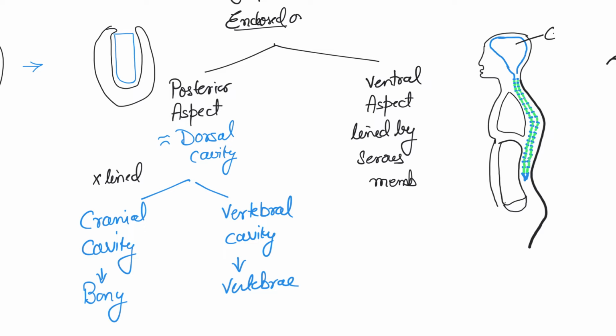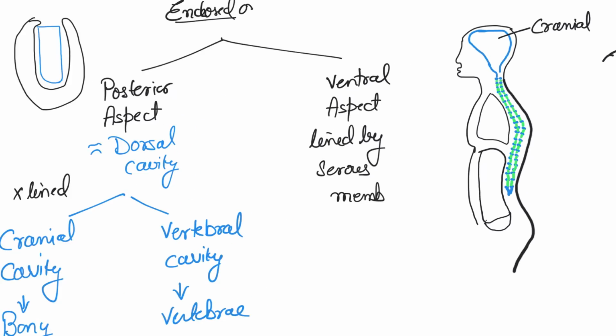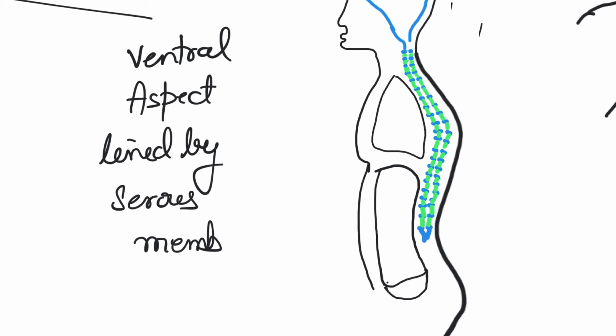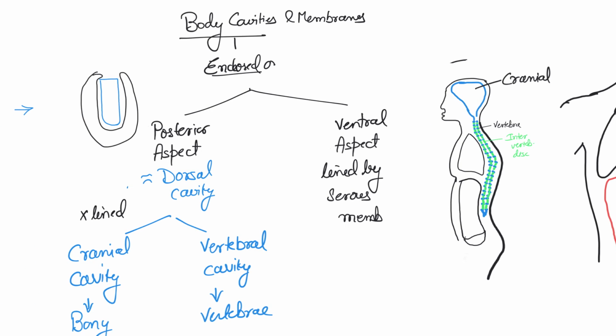So this is the cranial cavity, and if you zoom into this picture, these blue things are your vertebrae. And if you remember your younger classes, you'd remember that these things in between the vertebrae are the cartilaginous intervertebral discs, which allow the movement to run very smoothly. Okay, so this was the posterior aspect or the dorsal cavity. Now let's move on to the ventral aspect or the ventral cavity. But before that, we are going to talk about the serous membranes, because it's very important.